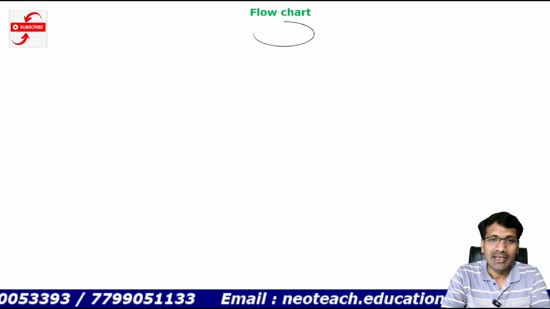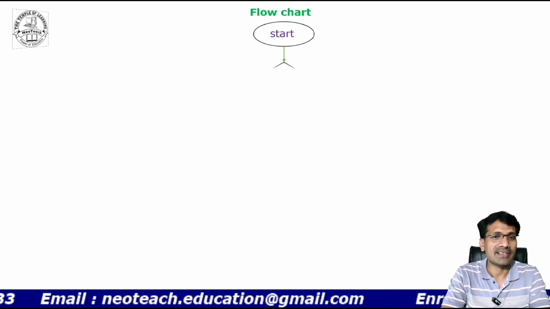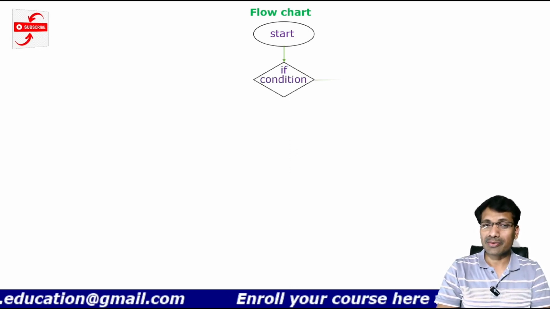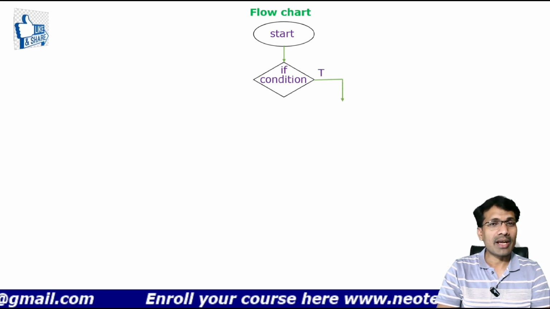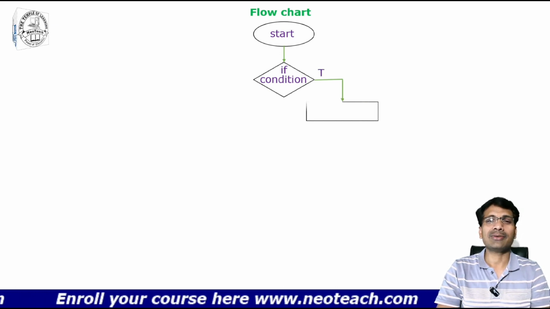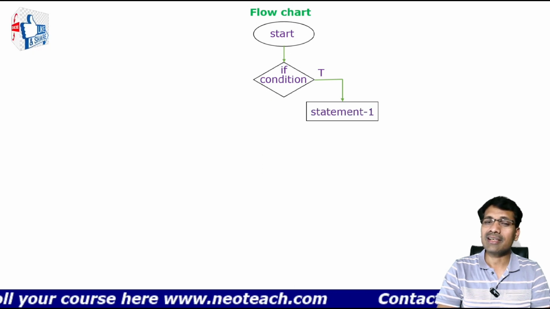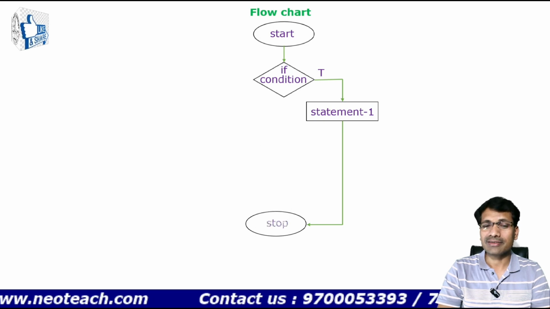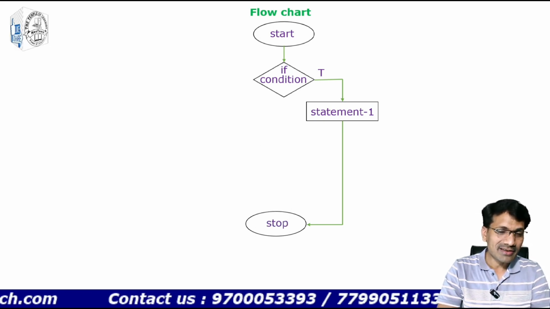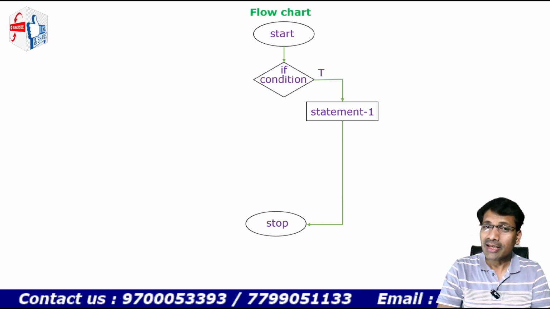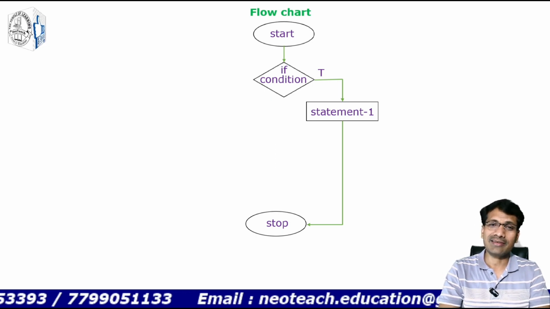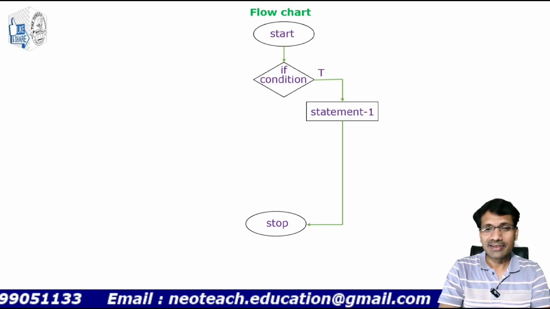Let me explain this flow chart. Start the program, that means begin. Now the first condition, the if condition. Here it will check the if condition. If this condition is true, then statement 1 will execute, and after executing this statement the program directly stops. There is no other statement going to execute. Even though we have multiple conditions and multiple statements, only the one whose condition is satisfied executes in this mechanism. So this is one way.